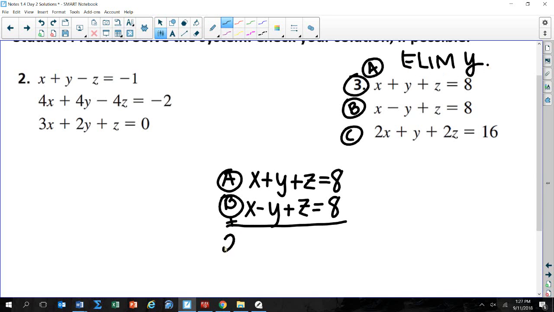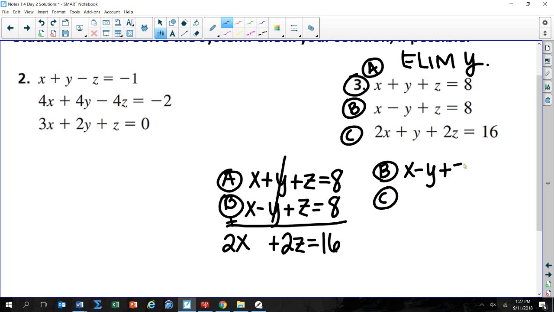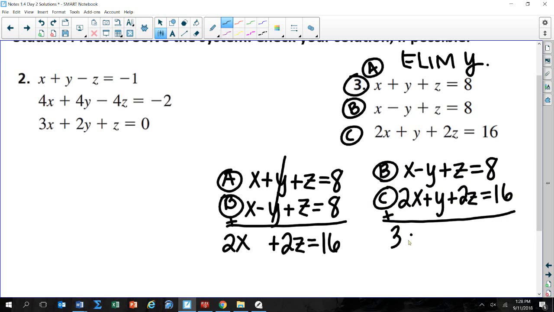Okay, so we're going to have 2x. The y's drop out. Plus 2z equals 16. And when I do B and C, x minus y plus z equals 8, and 2x plus y plus 2z equals 16. What would I end up with? 3x plus 3z equals what? 24. Okay. So I'm going to call this my equation D and this my equation E.